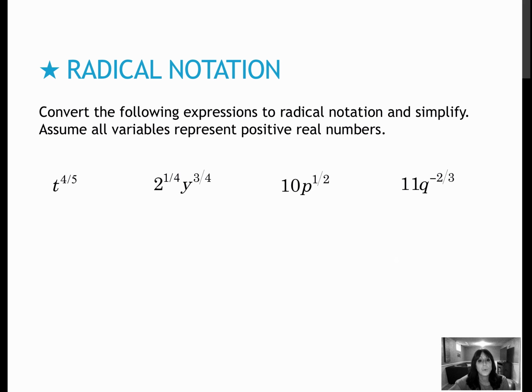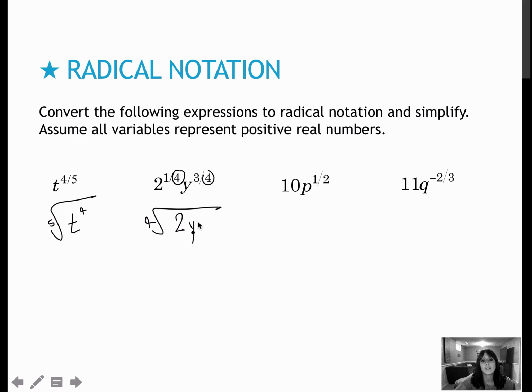Here's some of those for you to try. So do all 4, then press play to see how you did. The first one, I have t to the 4/5. So again, I have t to the 4th, and then I have the 5th root of that. For my next, 2 to the 1/4, y to the 3/4, again, both are to the 4th root, but this is 2 to the 1st and y to the 3rd.